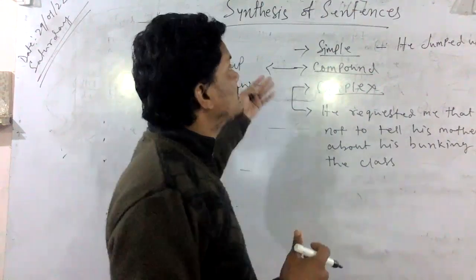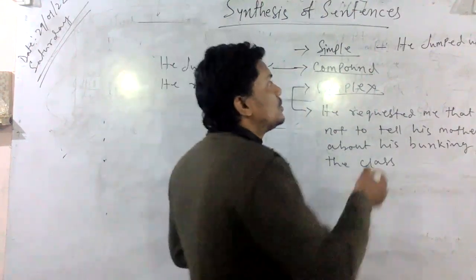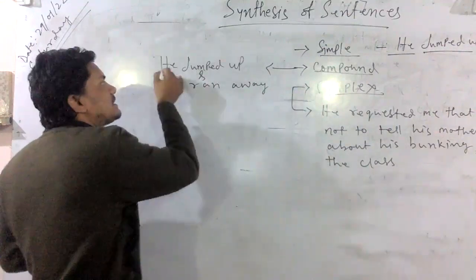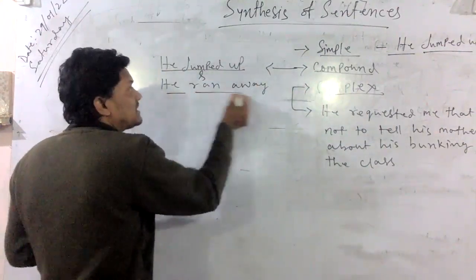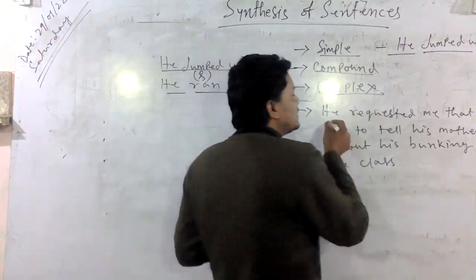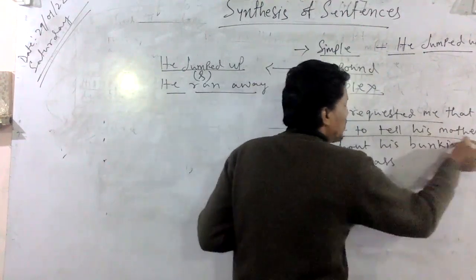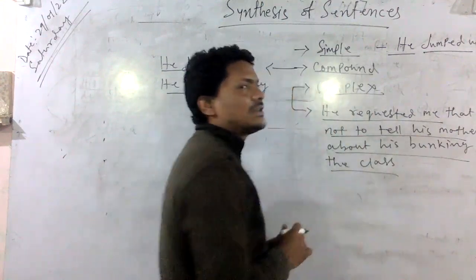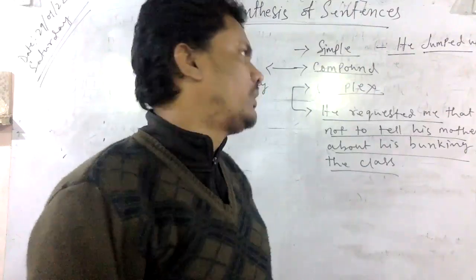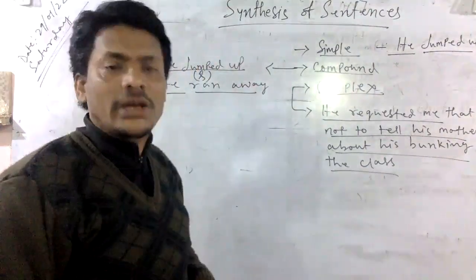When you are talking about the synthesis of sentences, first you need to understand what simple, compound, and complex are. A simple sentence is a subject and verb. A compound sentence has two subjects or two verbs joined with the conjunction 'and'. A complex sentence has one main clause and another subordinate clause. Yes, you can write it in your copy, no issue. So these are called simple, compound, or complex.